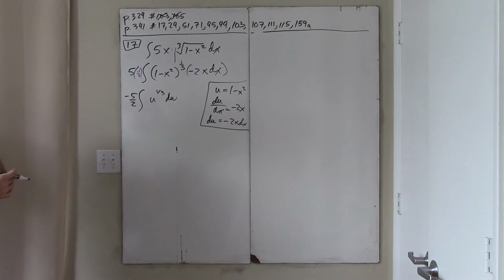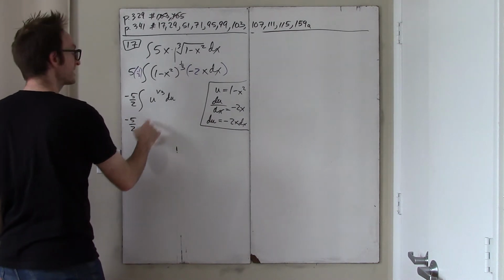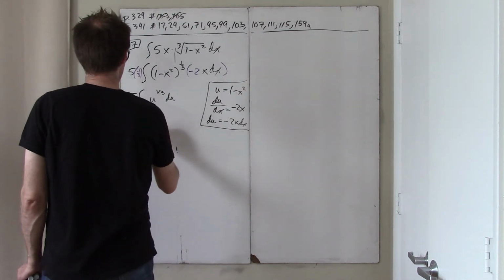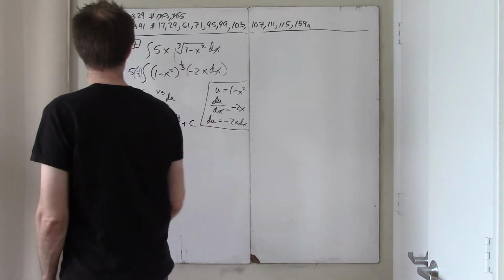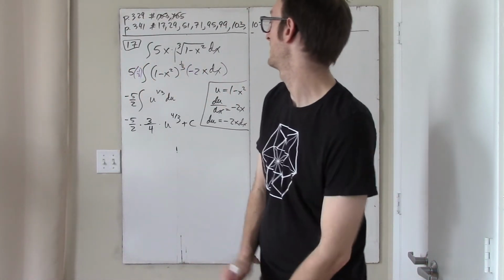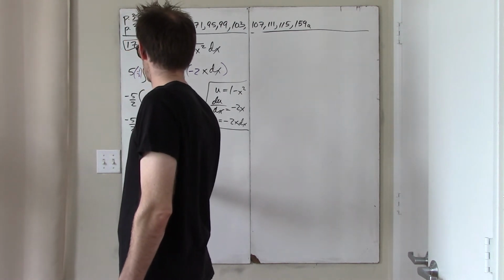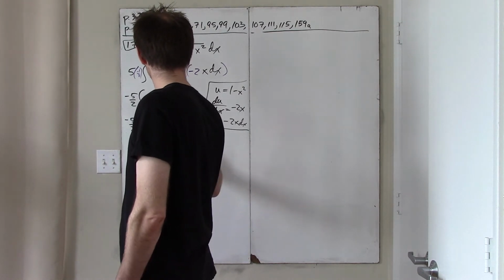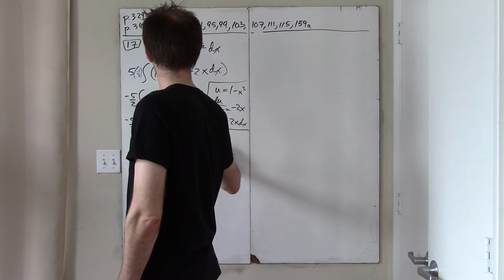And now I anti-differentiate. And so this becomes negative 5/2 times, what's the antiderivative of u to the 1/3? Go up a power to 4/3, and you divide by 4/3. So 3/4 u to the 4/3 plus c. And so I guess this is just what it is. Negative 15/16 times 1 minus x squared to the 4/3 plus c.